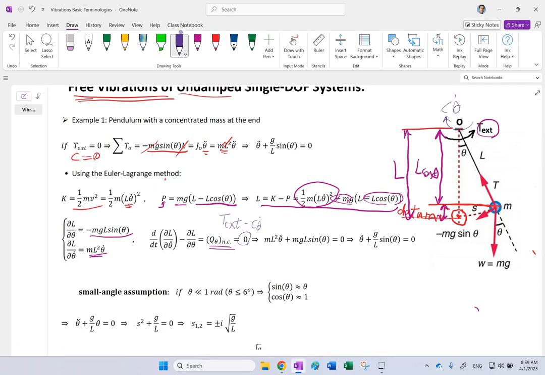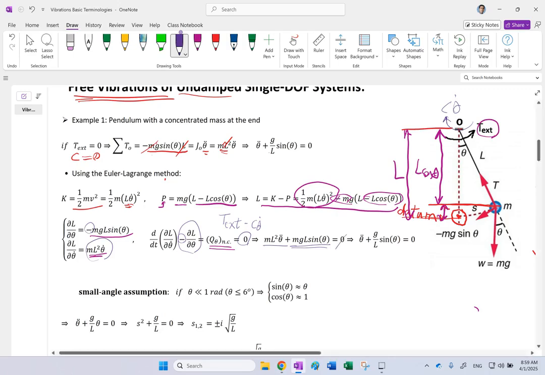Well, partial of L with respect to theta is this. Taking the time derivative, you get ml squared theta double dot. And then minus this. So this is a minus, this is another minus. They cancel each other. So you get plus mgl sine theta equals 0 if they are both 0.